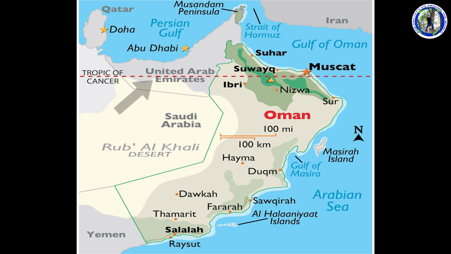In the west, the land borders are formed by United Arab Emirates, Saudi Arabia, and Yemen. On the east, it's totally coastal area. We can see the Gulf of Oman and the Arabian Sea, which borders the East Oman. Muscat is the capital city, and we can see the imaginary line Tropic of Cancer is close to Muscat.